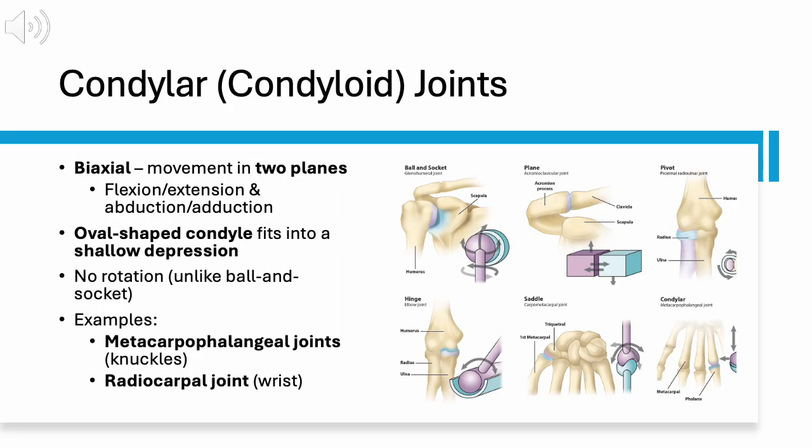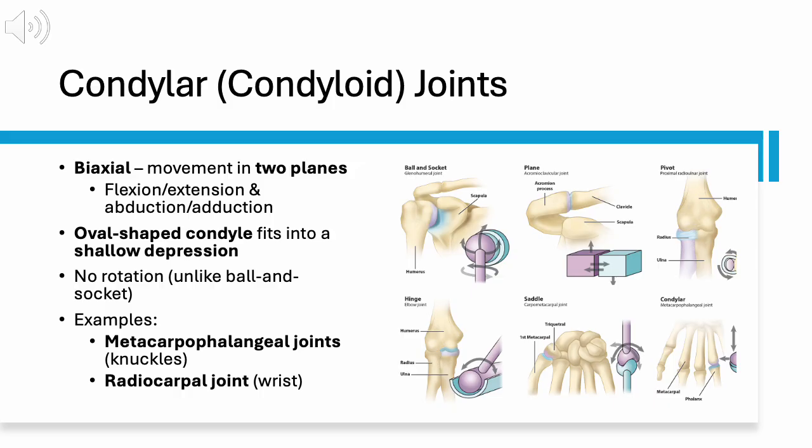Our final type of synovial joint is the condylar joint, also called the condyloid joint. These joints are biaxial, meaning they allow for movement in two planes, typically flexion and extension in the sagittal plane, abduction and adduction in the frontal plane. The articulating surfaces include an oval-shaped condyle, rounded projection, of one bone that fits into a shallow, oval depression of another. Unlike ball and socket joints, condylar joints do not allow rotation because the shape of the surfaces restricts twisting motions.